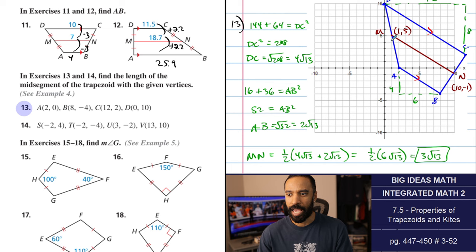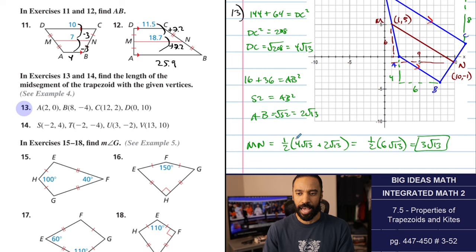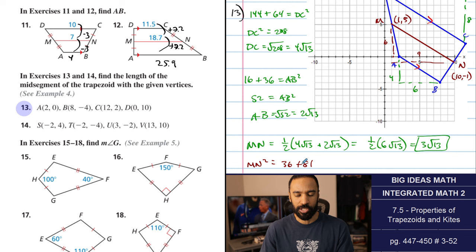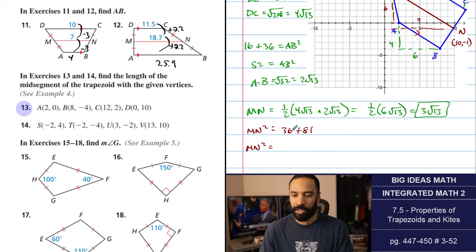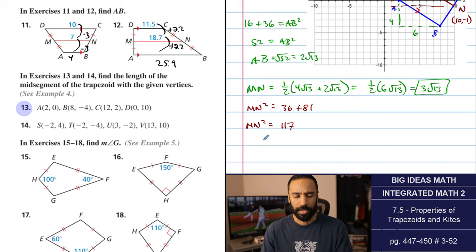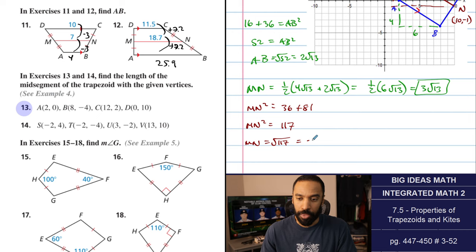So what happens when you go down and over this amount? Just do Pythagorean theorem on this one. So down 6 and over 9. So let's check that one out. MN squared is 36 plus 81. That's 6 squared plus 9 squared. So MN squared is 117. MN is the square root of 117, that's 9 times 13, right. 3 root 13. So you get the same answer regardless of which way you go.